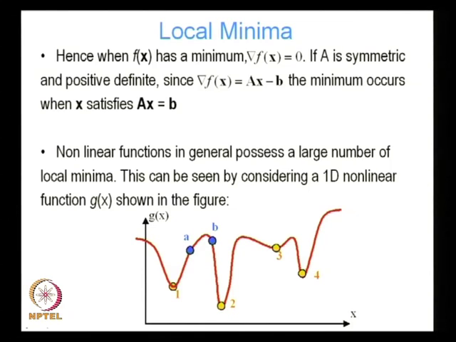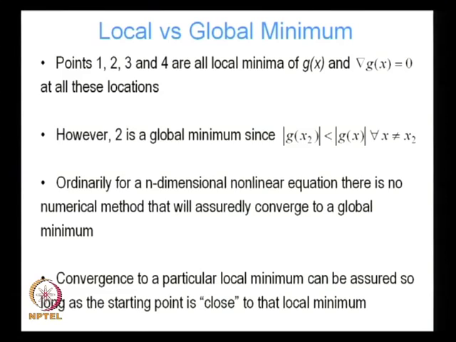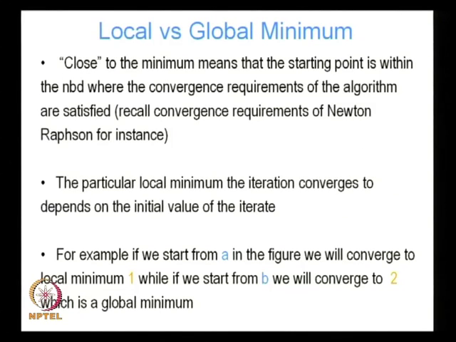That is why it is very hard to reach a global minimum for a general nonlinear equation which is not a quadratic form. If we start from A in the figure, we will converge to local minimum 1, while if we start from B, we will converge to 2, which it turns out is a global minimum, but we never know where to start from.